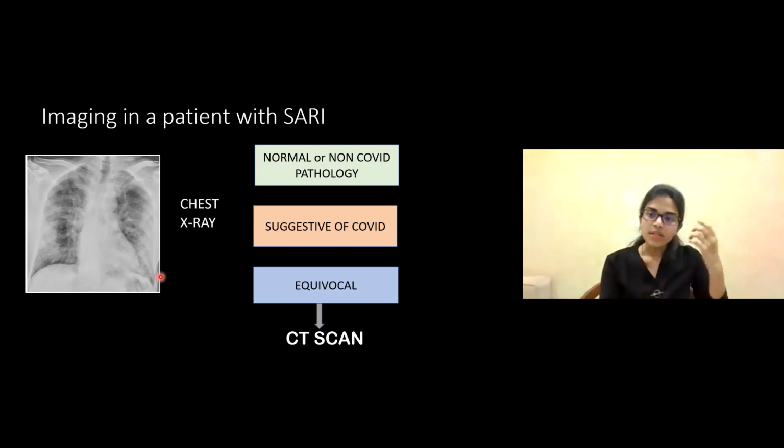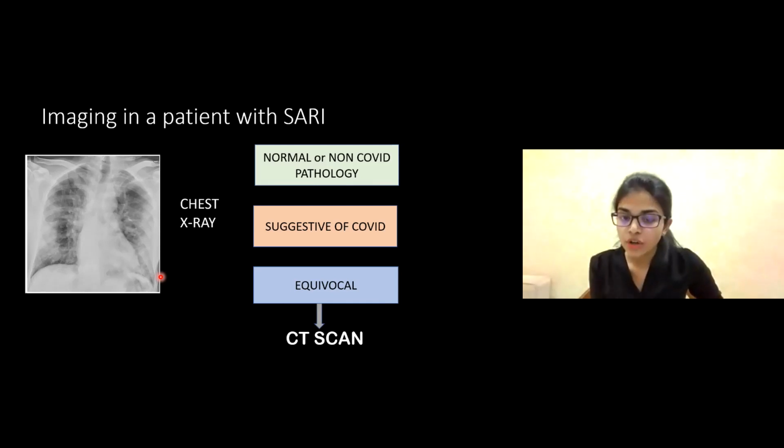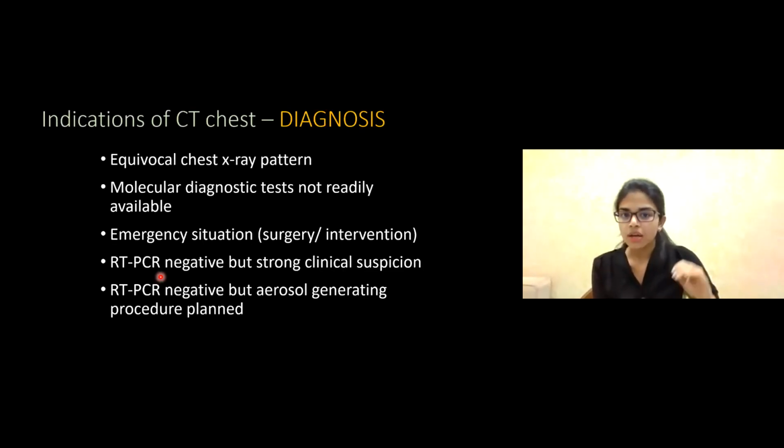Right. So what are the indications to do a CT scan in order to diagnose COVID infection? Like I said, the first thing is an equivocal chest X-ray pattern. Apart from that, if the molecular diagnostic tests are not readily available, that is, the RT-PCR is not available in that facility, or you might have to wait for up to even 48 hours for the results, in that case, you can do a CT test.